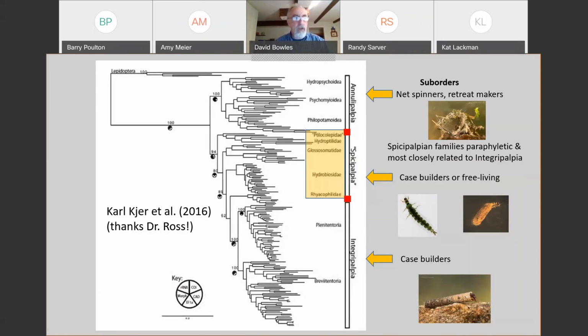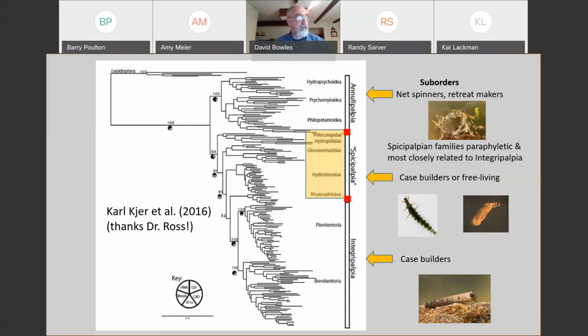And then in the middle, we have 5 families that we call the Spicipalpia. 3 of those families are in the Ozarks. Some of them build cases, some of them are free living, and they are what we call paraphyletic. That means they come, most likely, from multiple sources in our evolutionary history. But we now know that most of these Spicipalpians, as we term them, are most closely related to the Integripalpia, for the most part, but not exclusively.